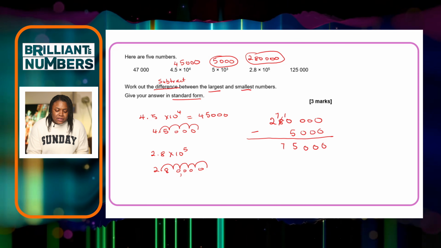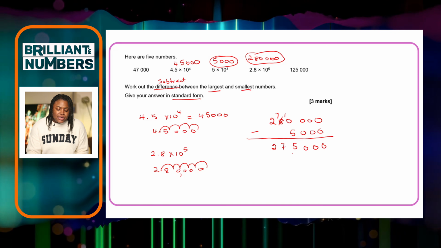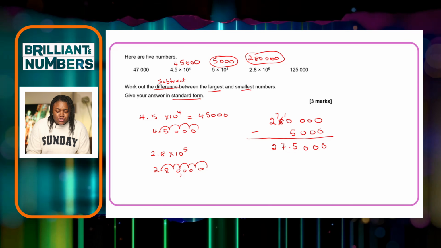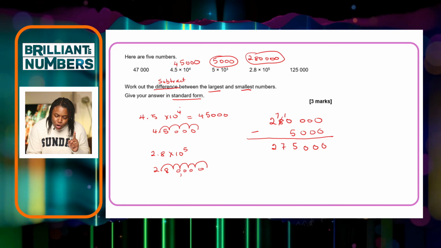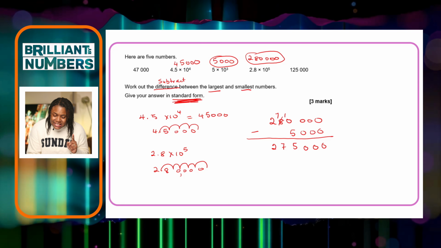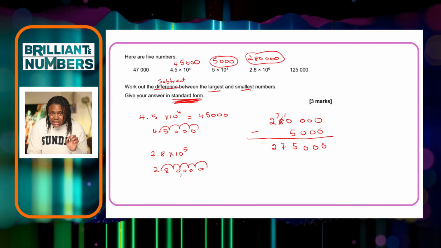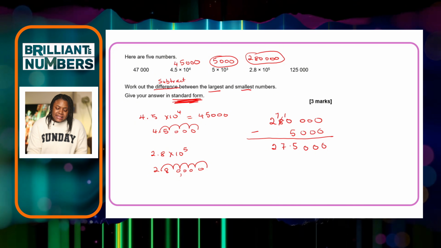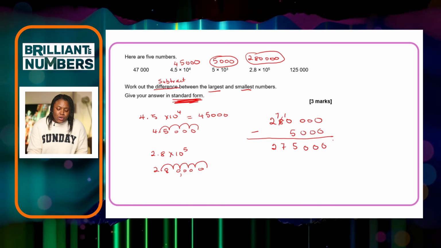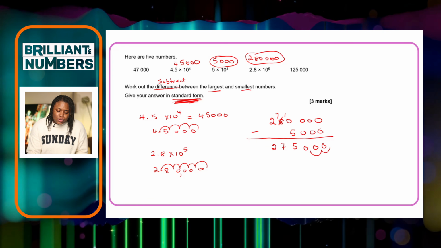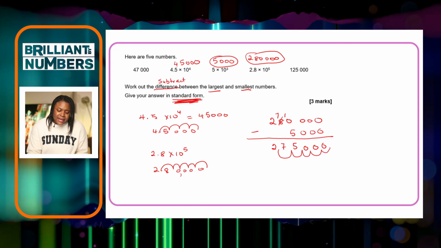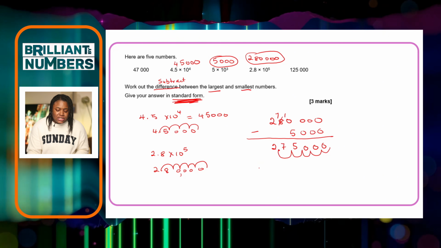I've got 7 in this column. I've got 2 here. So the answer is 275,000, but I've underlined a key fact here. The degree of accuracy has to be in standard form. So let's get this back to standard form now. So 1, 2, 3, 4, 5 spaces for it to be a single digit there.